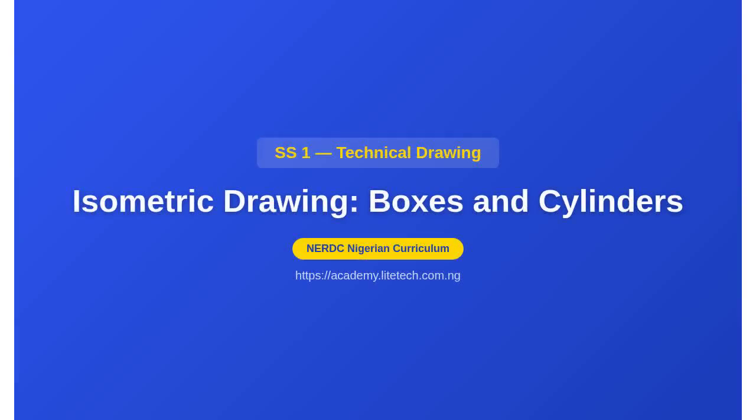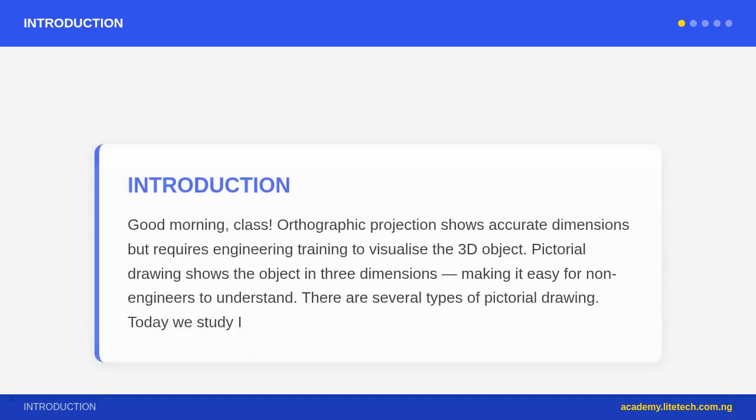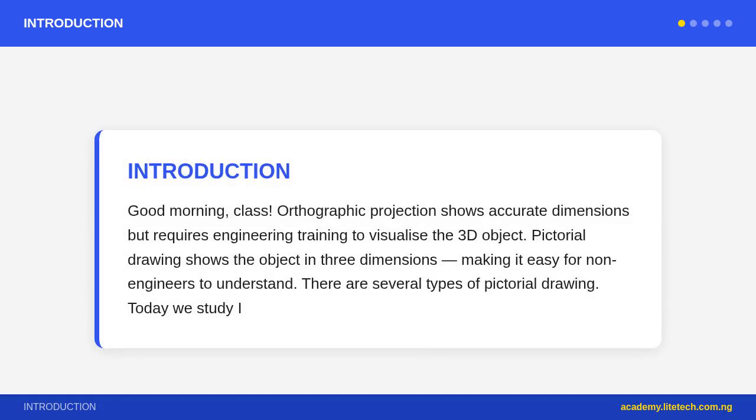Good morning, class. Orthographic projection shows accurate dimensions but requires engineering training to visualize the 3D object. Pictorial drawing shows the object in 3 dimensions, making it easy for non-engineers to understand. There are several types of pictorial drawing. Today we study isometric drawing, the most commonly used pictorial method in technical drawing.